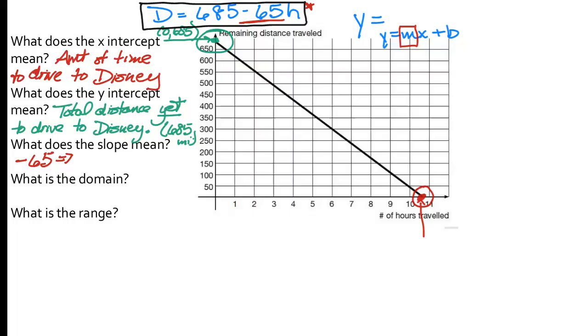It's a negative slope. Yes, negative slope, and we can see this because the line is going down. But what does it mean? If your slope is negative 65, negative 65 over 1, what does that mean is happening?